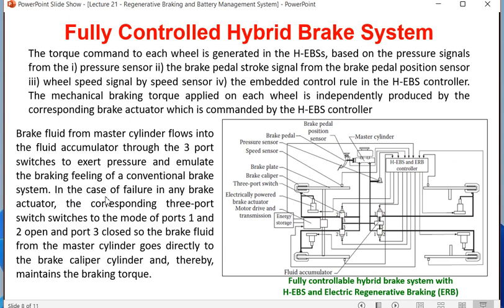In this case, on the failure of any brake actuator, the corresponding 3-port switch changes mode: port 1 and port 2 open and port 3 closes, so that the brake fluid from the master cylinder goes directly into the brake caliper cylinder and thereby maintains the brake torque. So for more control, you don't have to go into depth. For more control, these 3 position switches are actually controlled by the electric control unit or ECU. This is actually the fully controlled brake system.